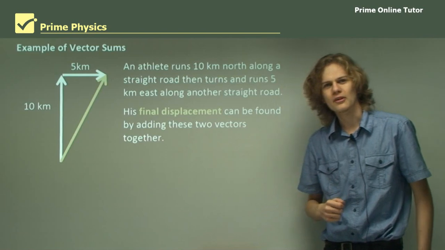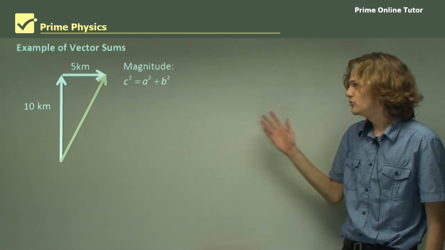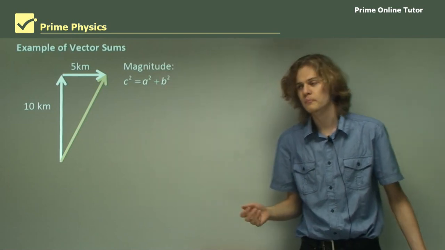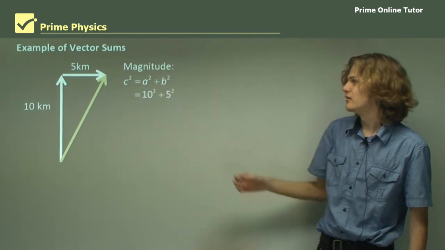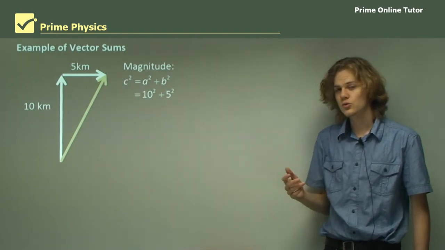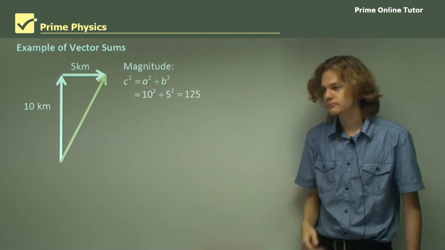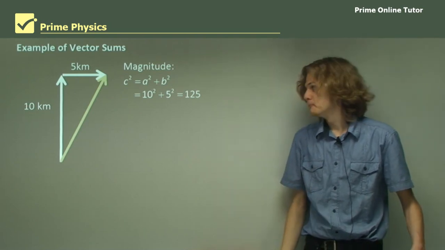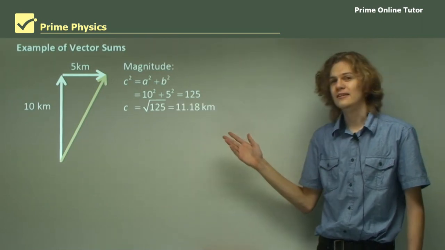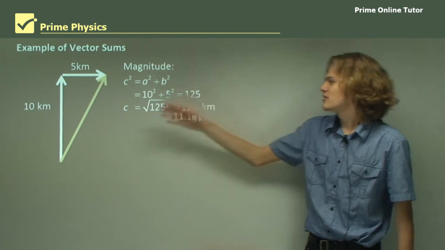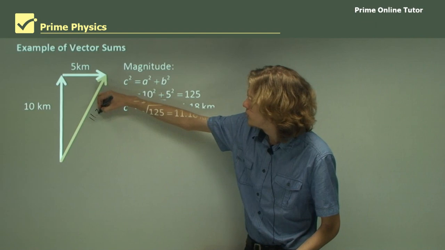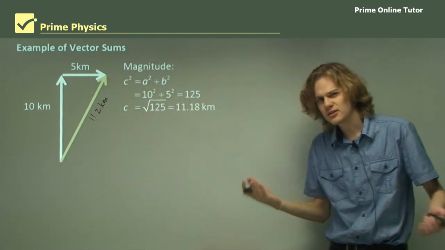Well, let's take a closer look at that resultant vector. The magnitude is given by c squared equals a squared plus b squared, which is, of course, Pythagoras' theorem. So we can substitute in the lengths of the triangle as 10 squared and 5 squared, and find that c squared has to be 125. So, taking the square root of that, we can find that c is the square root of 125, or about 11.18 kilometers. So that's the magnitude of this yellow vector here. Well, what about its direction?